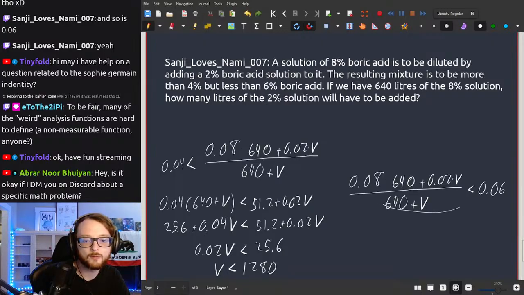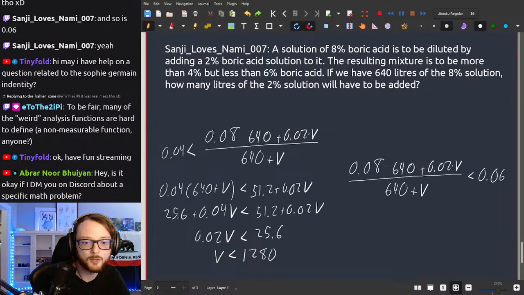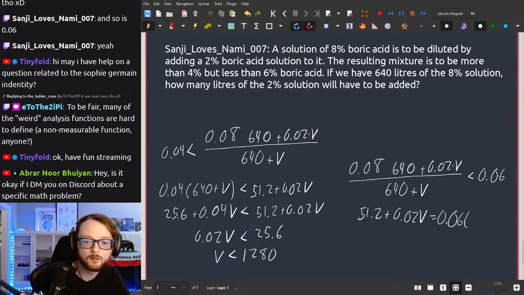Let's see what we get on this inequality. Abrard, I'd rather you just post it in the Discord than DM me, if you don't mind. 0.08 times 640, we already said is 51.2. 0.02V, multiply this to the other side. 0.06 times 640, 38.4.